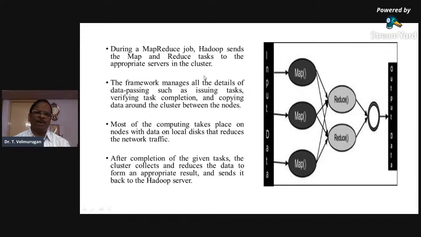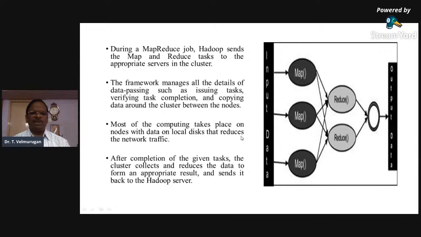So during a MapReduce job, what will happen? Hadoop sends the map and the reducer tasks to the appropriate servers in the cluster. The framework manages all the details of the data passing, such as issuing tasks, verifying task completion, and copying the data around the cluster between the nodes. The mapper and reducer framework manages all these tasks.